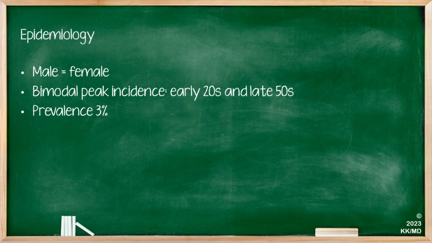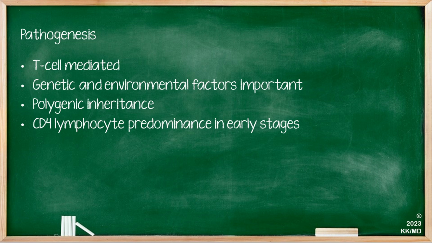Prevalence is approximately 3%. Psoriasis is a T-cell mediated disease. Genetic and environmental factors are important in its pathogenesis. There is a polygenic inheritance pattern, and CD4 lymphocyte predominance is characteristic, particularly in the early stages.